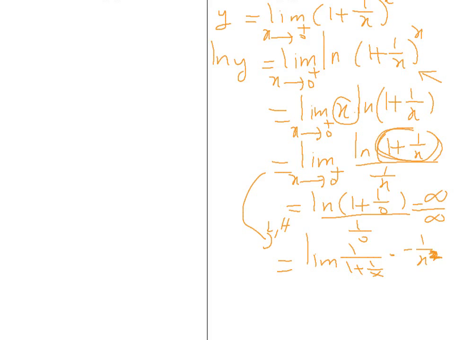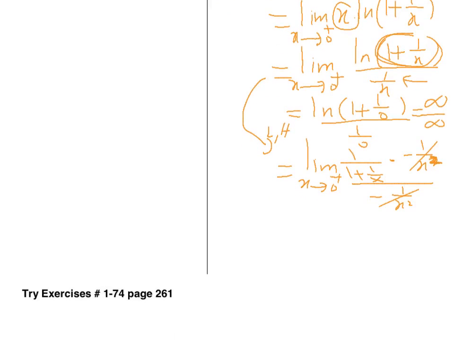Now, divide by the derivative of 1 over x, which is minus 1 divided by x squared, when x approaches 0 from the right. This is cancelled with this. So we have the limit of 1 divided by 1 plus 1 over x. If you try substitution, this is 1 divided by 0, so this is 1 over infinity, which is equal to 0.